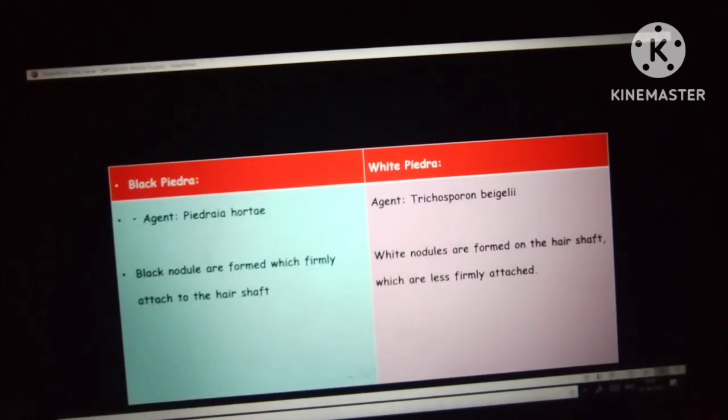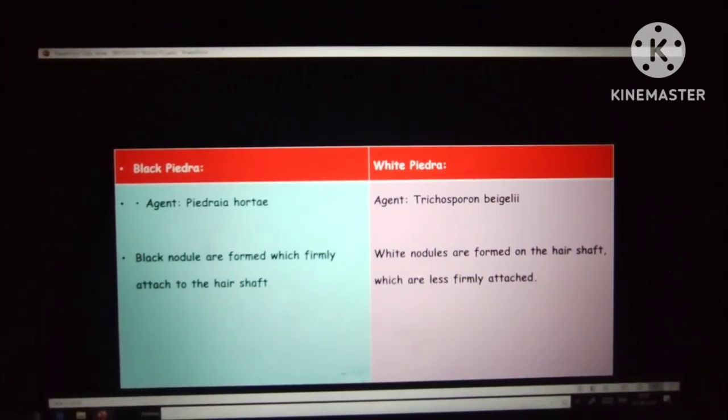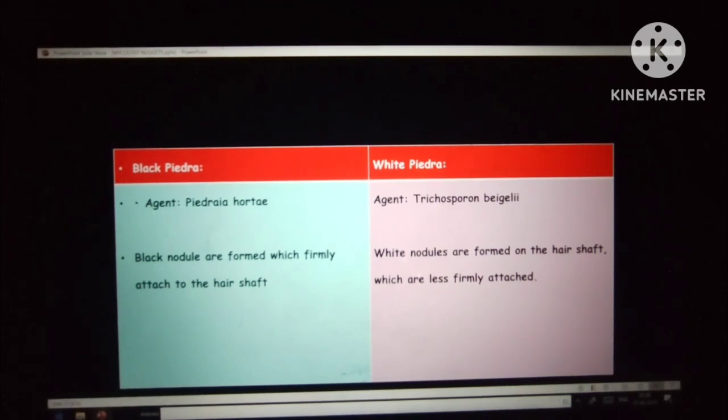So black piedra and white piedra I told already. Here the black piedra is caused by Piedraia hortae, whereas white piedra is caused by Trichosporon beigelii. Black piedra means, just remember, there will be black nodules, and they will be firmly attached. Whereas in white piedra, the white nodules will be there, but less firmly attached. Both affect the hair shaft, but black piedra is firmly attached and white piedra is loosely attached. That's all.